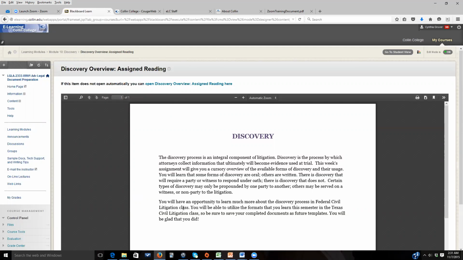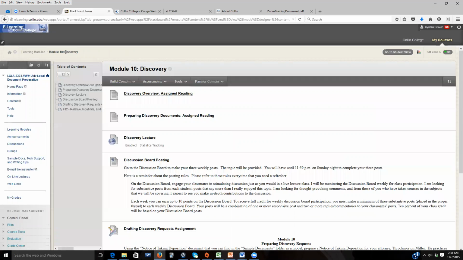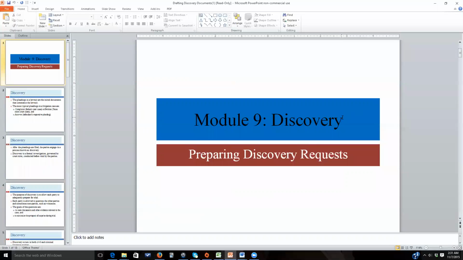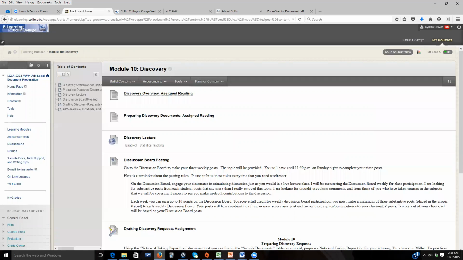So you'll see here's a little bit of information about the discovery process. I'm going to go back to Module 10, and then we're going to go into the discovery PowerPoint. I've already downloaded that. So here we are. I'm going to go to the beginning of the PowerPoint. We're going to talk about this in a few minutes. But let me go back.